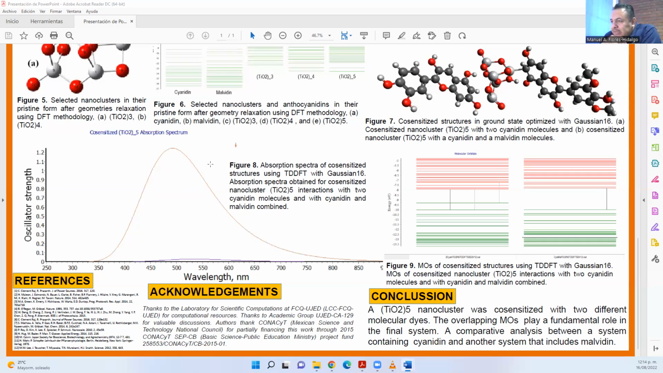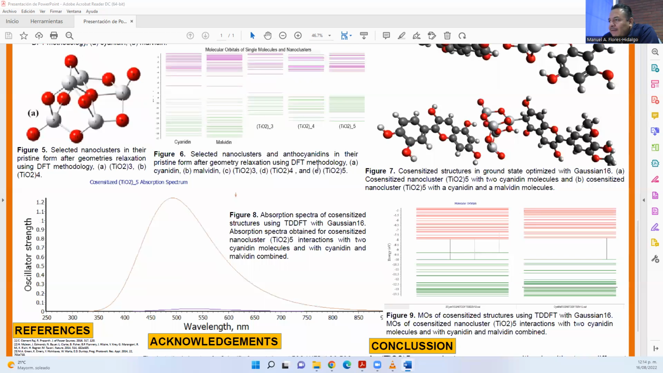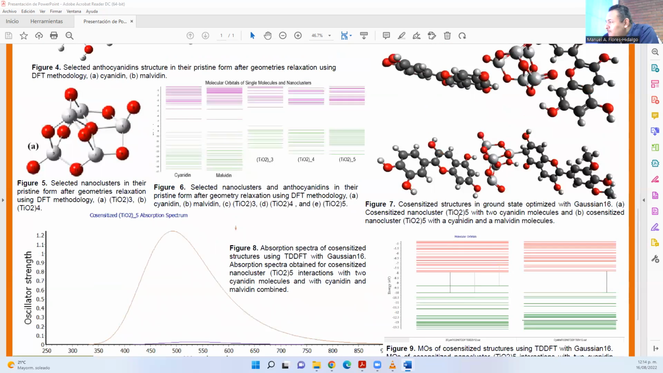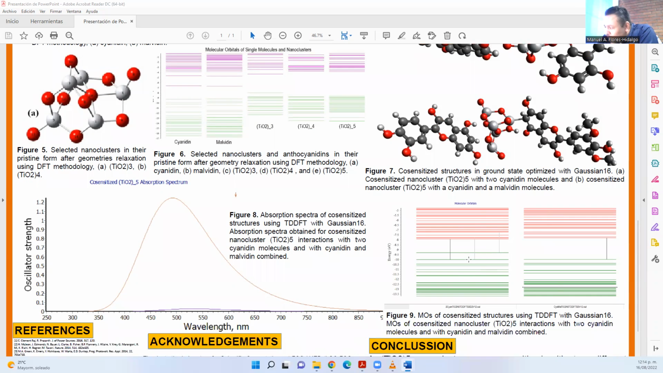Actually, I can say that this result that you are seeing here has been very challenging. So we have a lot to do with this theoretical method to obtain better results and visualize better what is going on here. At this point, we see that it's very clear that there is interaction between the different molecular orbitals of the species participating in this system.